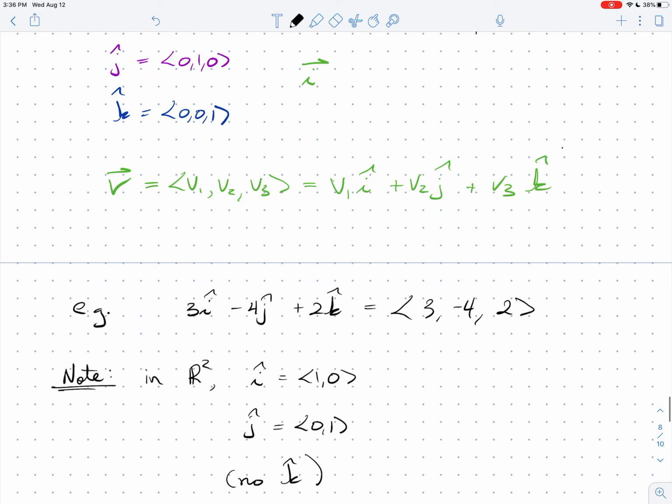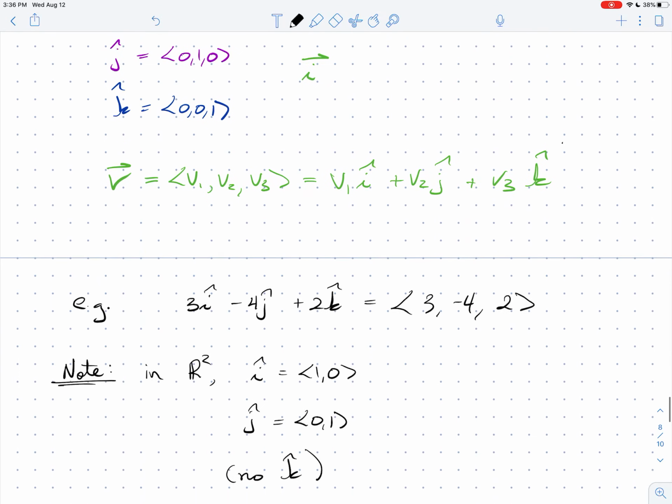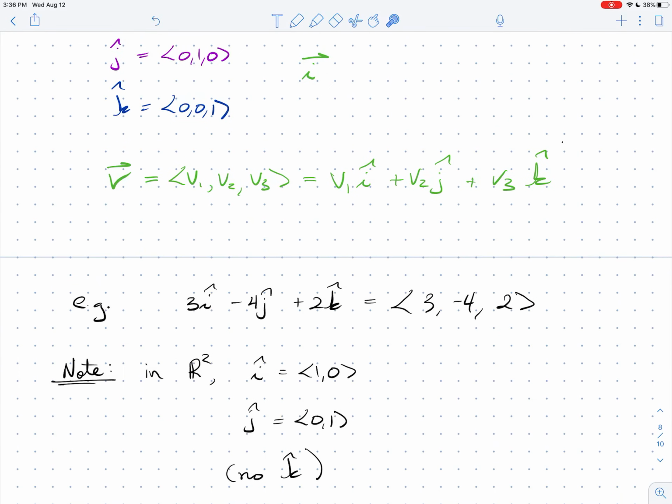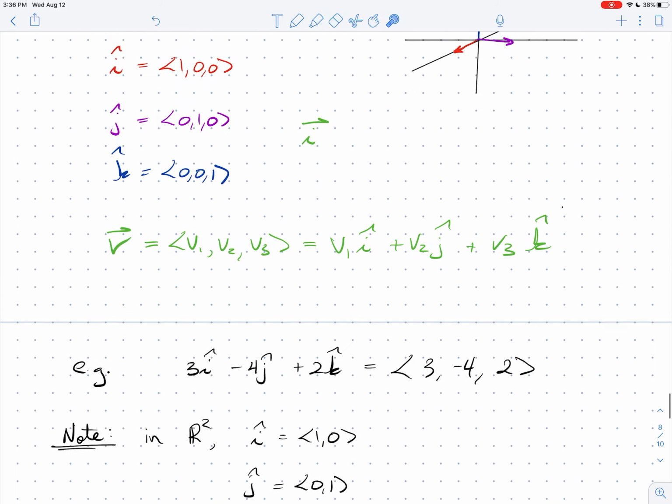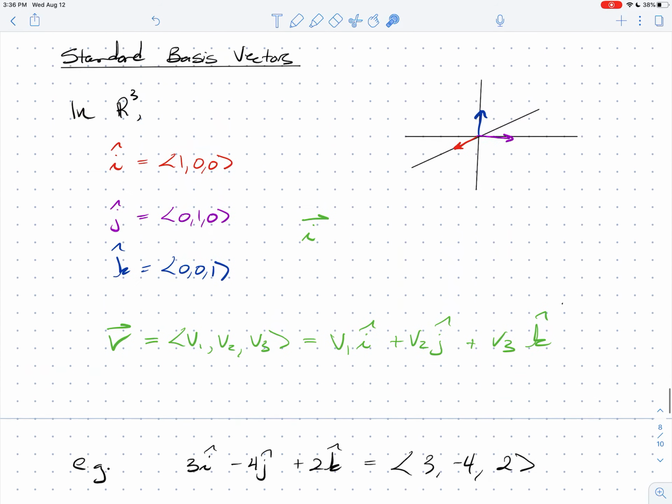I do want to mention in R2, there is no k, and i is just 1, 0, j is just 0, 1. These are, like I said, called the standard basis vectors. And that's a really important linear algebra concept. Some of you took linear algebra, and you might have remembered the basis vectors for a vector space. I won't say any more than that, but there's a lot of overlap with this in linear algebra.